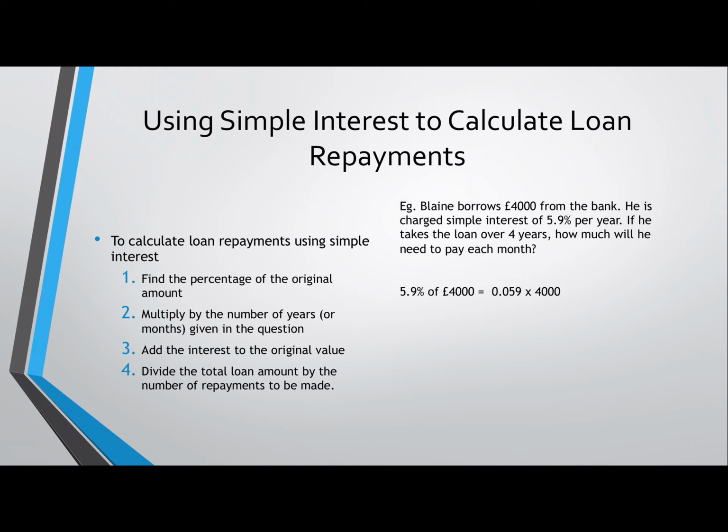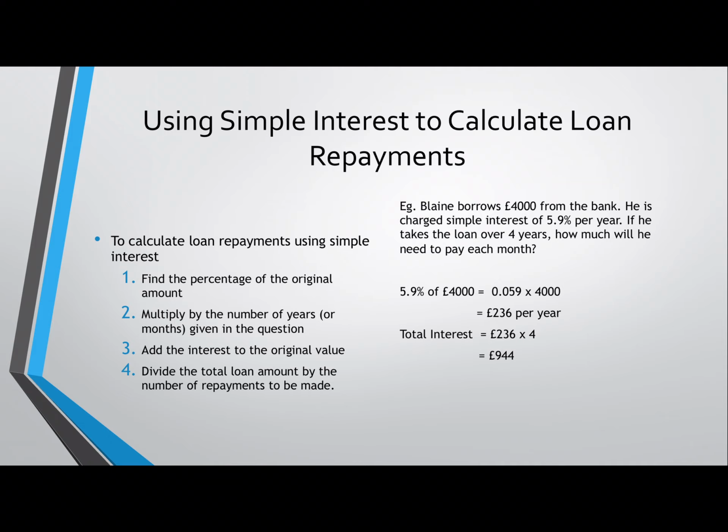So again, change the percentage to the decimal. Of means times, and then we have £236 a year. Because it's 4 years for the loan, we have to times it by 4, step 2. So we get total interest is £944.